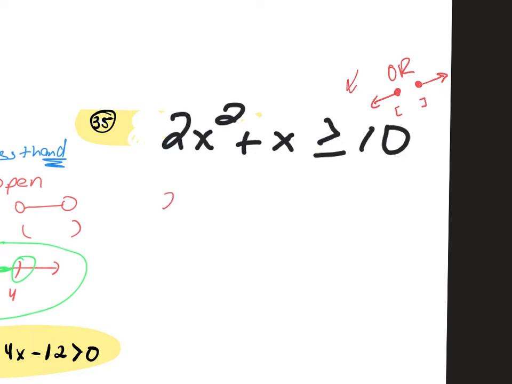So I'm going to move everything to one side. 2x squared plus x minus 10 equals 0. When I move the 10 over, it becomes negative. Let's factor. A times c, so negative 20. What are the factors of negative 20 that multiply to give me negative 20 but add to give me 1?